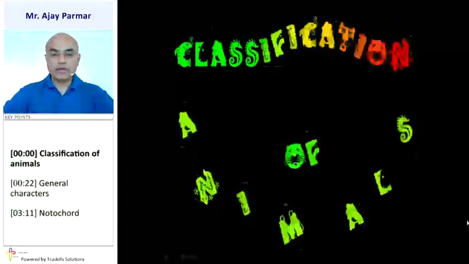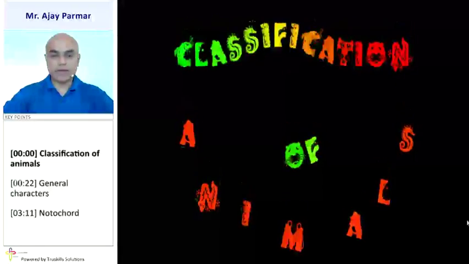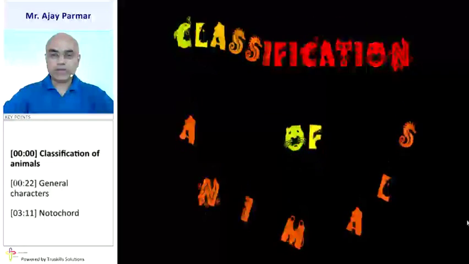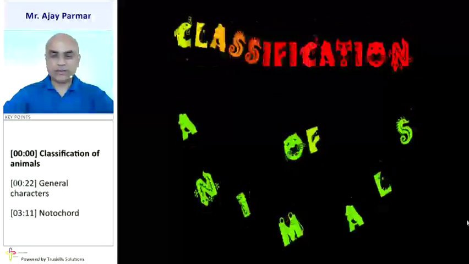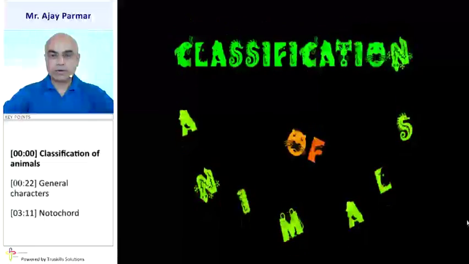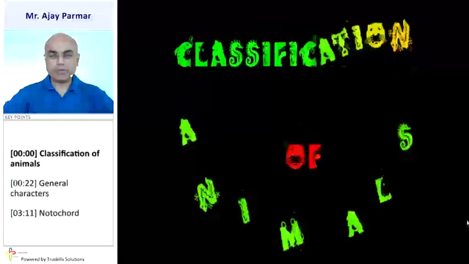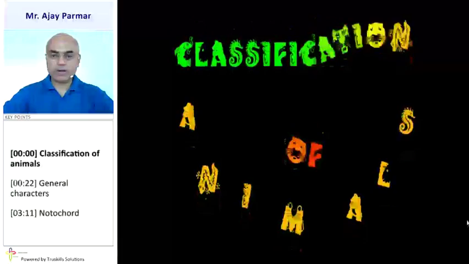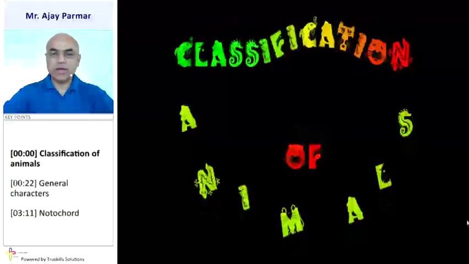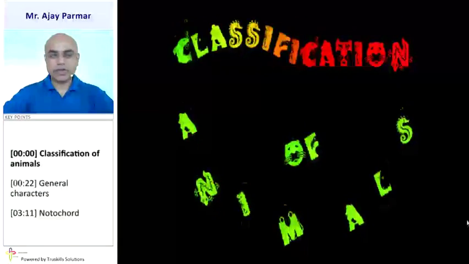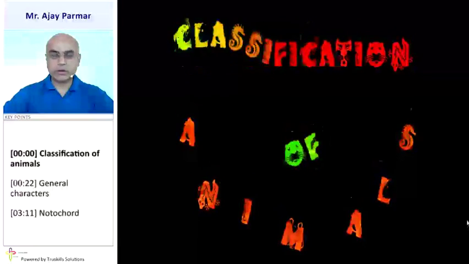In the last topic, we saw the classification of plants. In this topic, we shall be studying the classification of animals. Basically, how animals are classified on the basis of their notochord, and further classification of the animals on the basis of whether they are chordates or non-chordates.